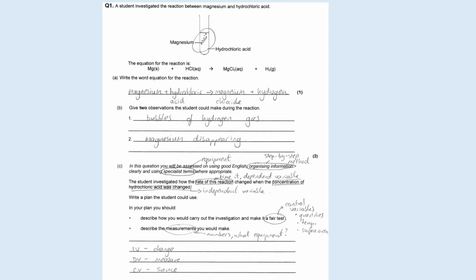And then, of course, you are going to time to see how long it takes for a specific volume of gas to be produced. Once you've done that, you would then repeat the experiment using different concentrations of hydrochloric acid. Probably a sensible number of different concentrations to use would be maybe 4 or 5, and then have a look at what those results will tell you.